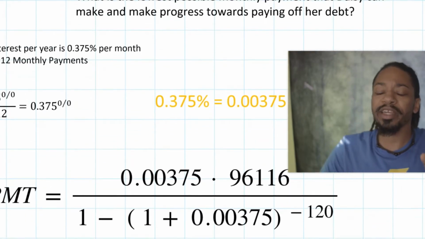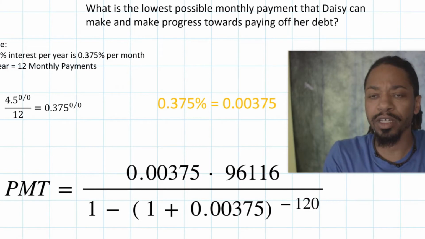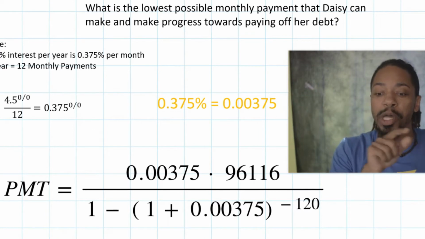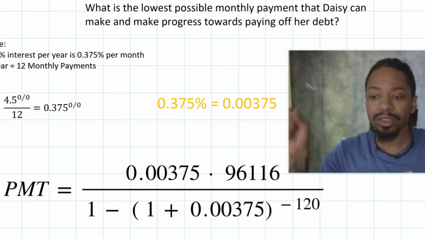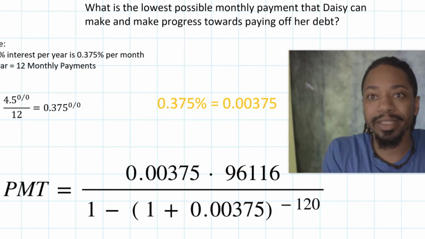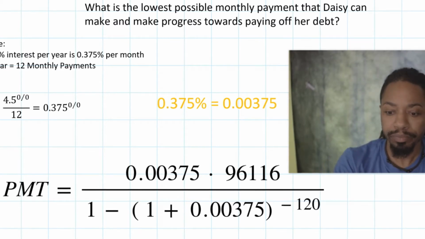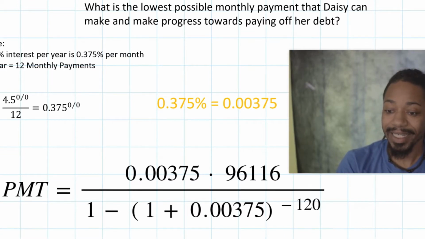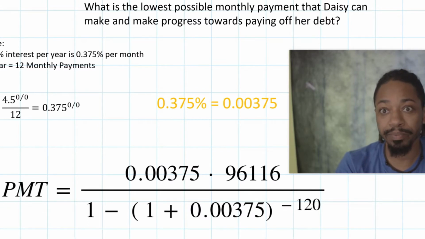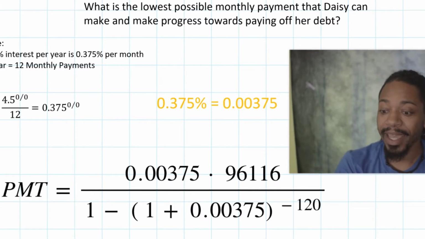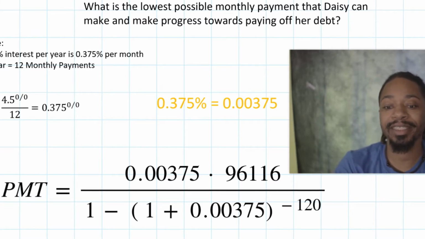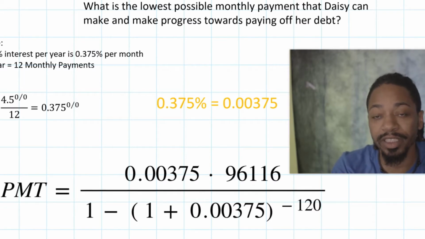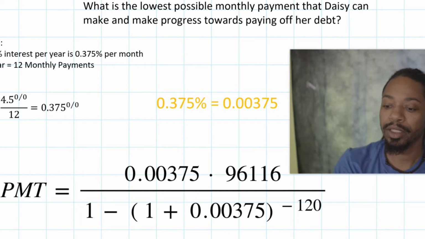Now, we could substitute that information right into that formula that we dealt with earlier. PMT equals I times PV over 1 minus 1 plus I to the power of negative n. Now, we see here, we put in 0.00375. That's the interest rate per month. $96,116 is the present value of her debt. And 120 comes from the fact that 10 years is 120 total payments because it's 12 months in a year. So 12 times 10 is where that came from.